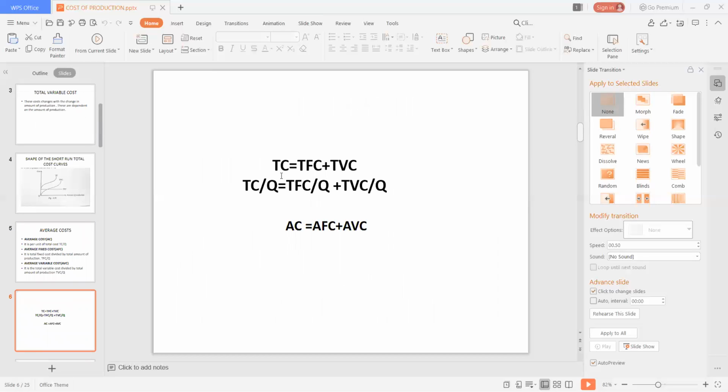Here TC is equal to TFC plus TVC. TC by Q is equal to TFC by Q plus TVC by Q. AC is equal to AFC plus AVC. This is how we can determine the average cost curve, average costs.